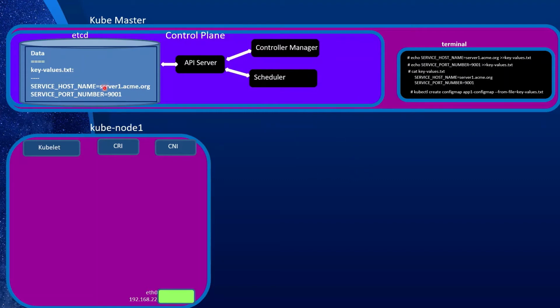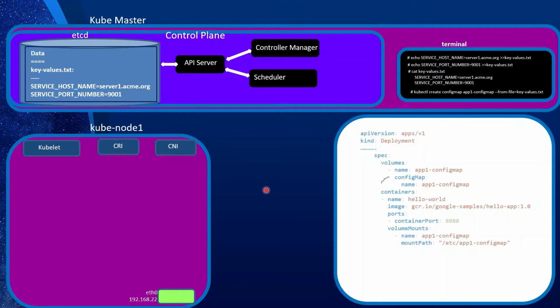Now that we have this object, the config map, in etcd, we can create our deployment. Again, you can create either a deployment or a pod. In either case, under spec, we specify the volumes, because now we want to read them as volumes and not environment variables. And we specify a name for our volume as usual. We call it app1-configmap.